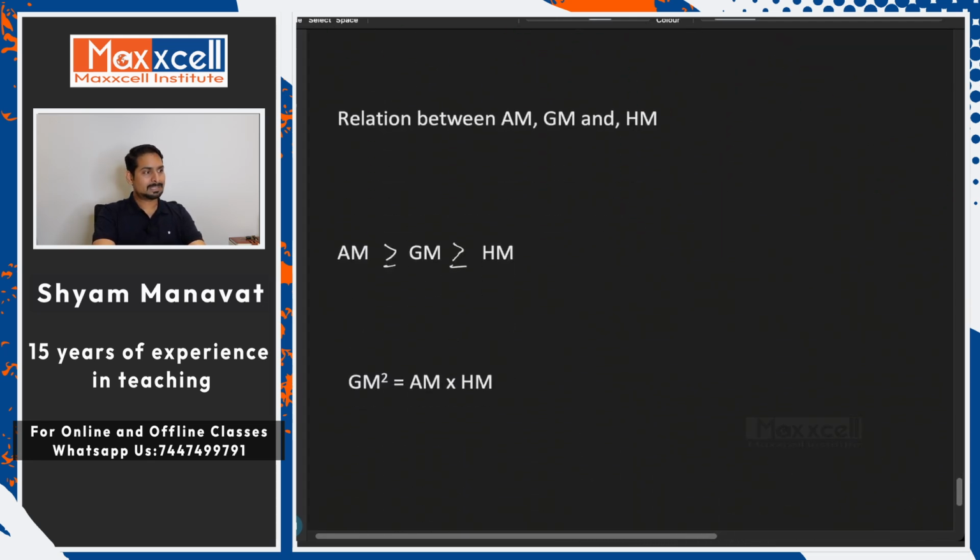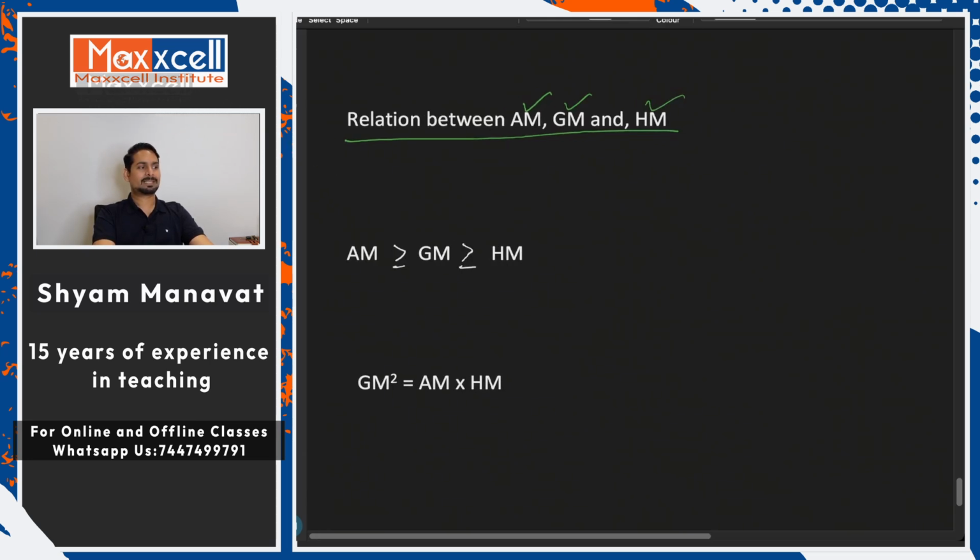What is the relationship between arithmetic mean, geometric mean and harmonic mean? Here we say arithmetic mean is greater than or equal to geometric mean, which is greater than or equal to harmonic mean. Note this point also. It's very important. We will be using it in future. Also, geometric mean square is equal to arithmetic mean into harmonic mean.